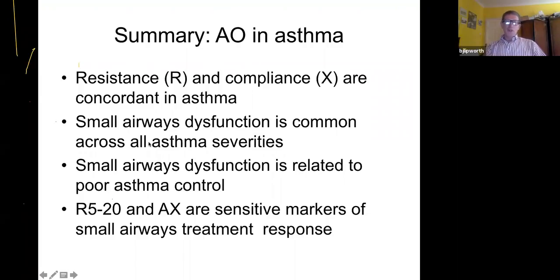Small airways dysfunction, as you've seen, is common across all asthma severities. So you see this not only in severe asthma, but also in mild to moderate asthma. Small airways dysfunction is related to poor asthma control in terms of steroid use, salbutamol consumption, or the asthma control questionnaire. And the peripheral airway resistance and the area under the reactance curve are sensitive markers of response to treatment with small particle inhalers.